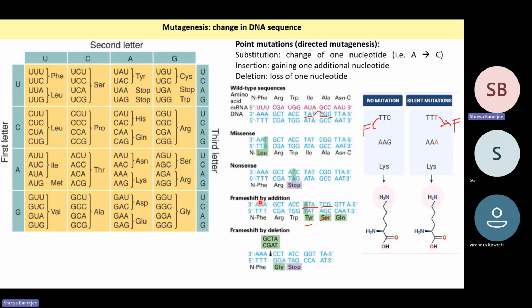So this is addition or insertion, where one nucleotide is added, and it is frame shift because the reading of the codon completely shifts. There can also be frame shift by deletion, where multiple nucleotides can be deleted in the sequence, and that will also result in a completely different sequence, or even the sequence can suddenly stop. So these are different kinds of point mutations.